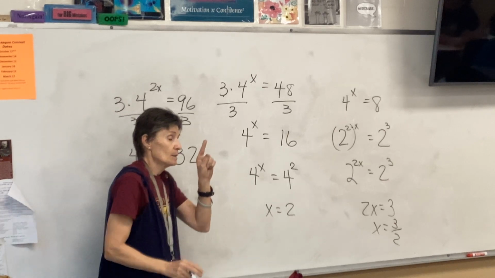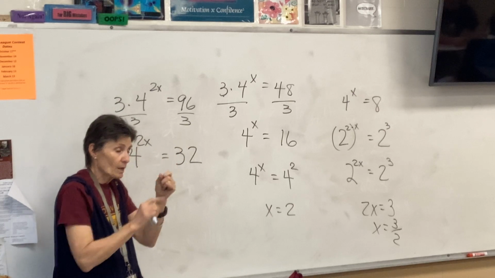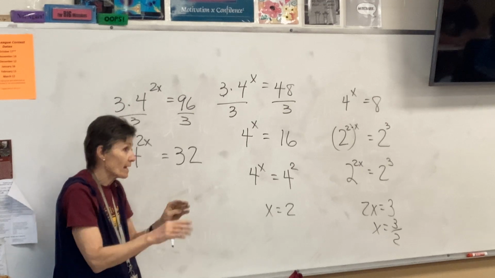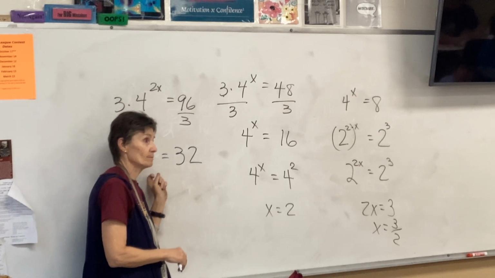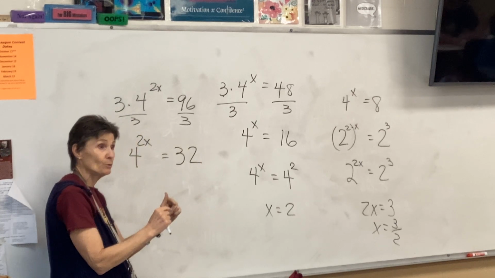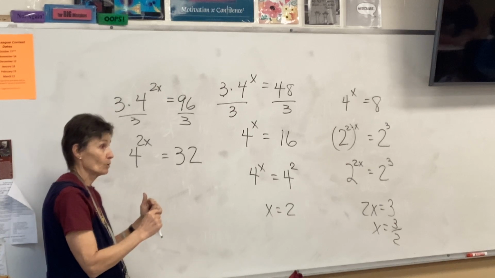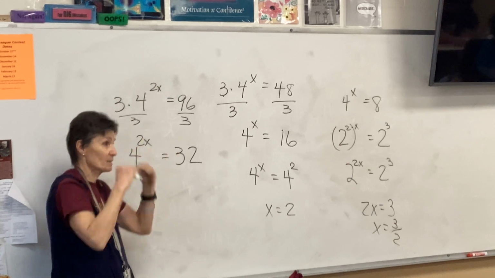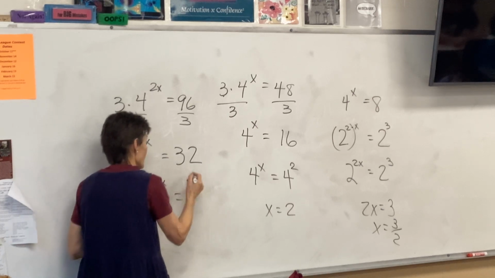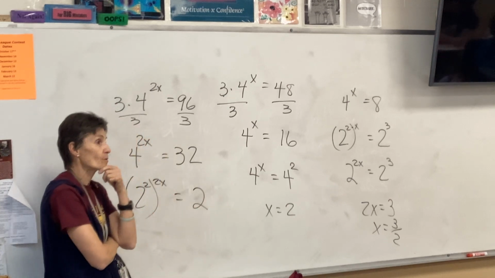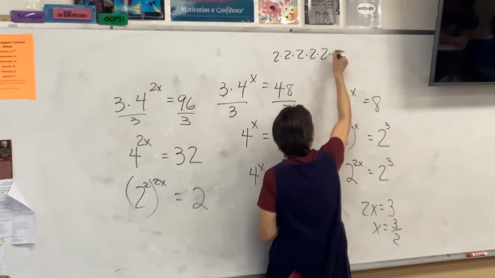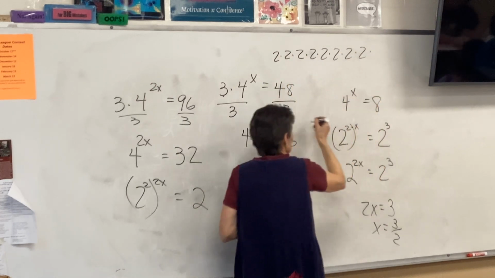Now, is 32 4 to the first, 4 to the second, 4 to the third? Okay, you can't turn 32 into 4. Not possible. So you're gonna take both of those numbers and change them into 2's. Always go down. Don't pick a bigger number, pick a smaller number. So 4 is 2 squared. 32 is 2 to the what? How many 2's does it take to get 32?